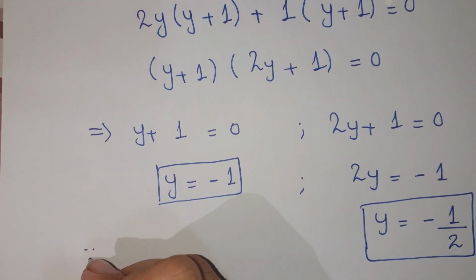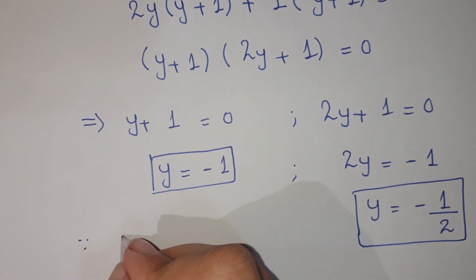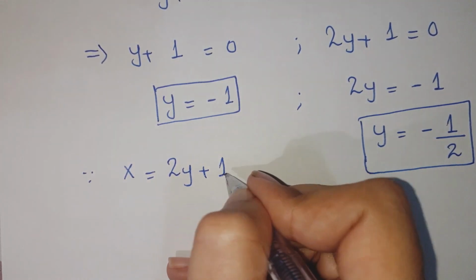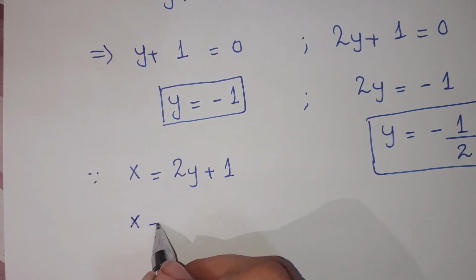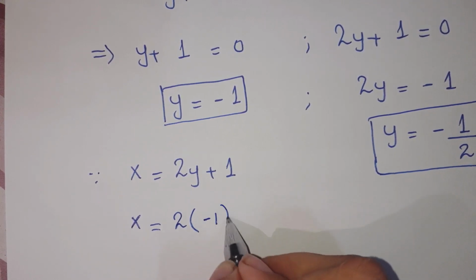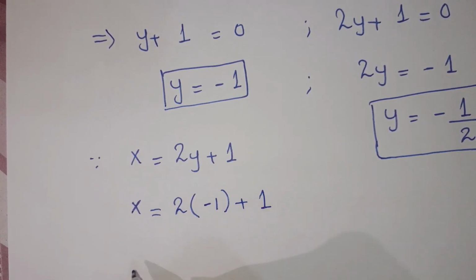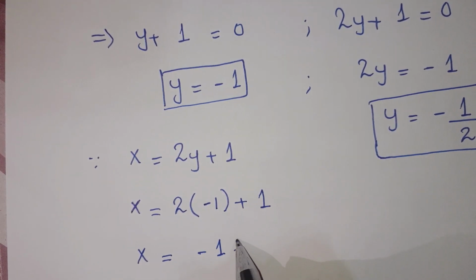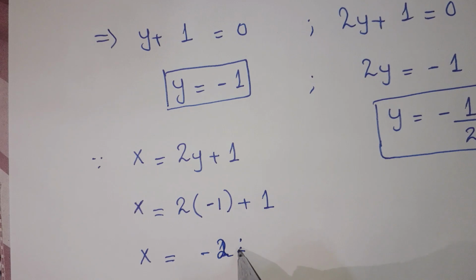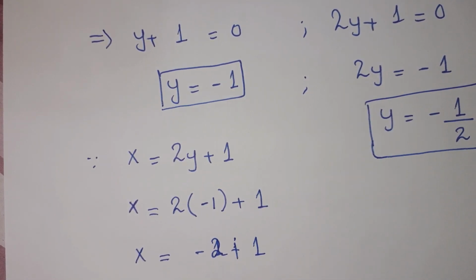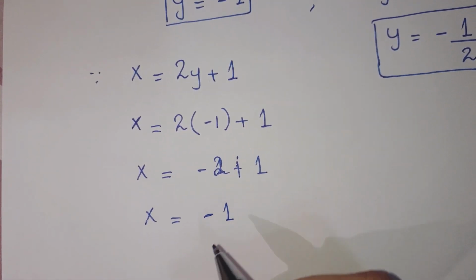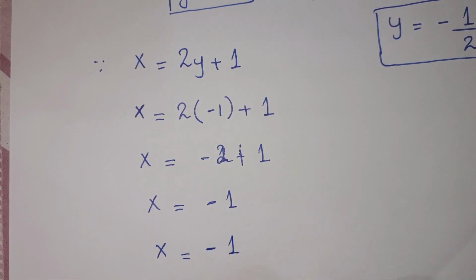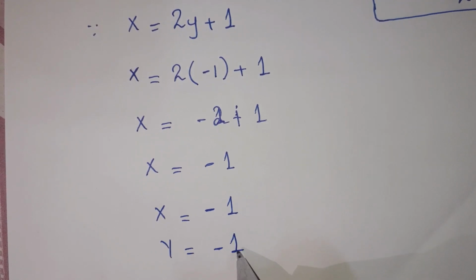Now since we have in equation number 3 x is equal to 2y plus 1, putting the value of y here, x is equal to 2 into minus 1 plus 1. Here you get x is equal to minus 2 plus 1, or further you can write x is equal to minus 1. So one solution of this quadratic and the linear equation is x is minus 1 and y is equal to minus 1.